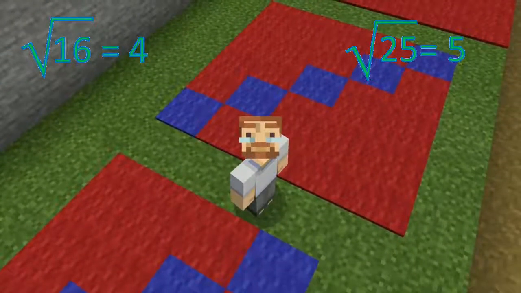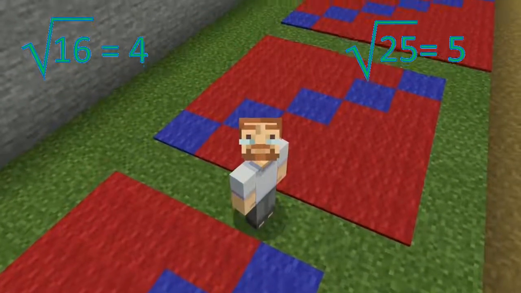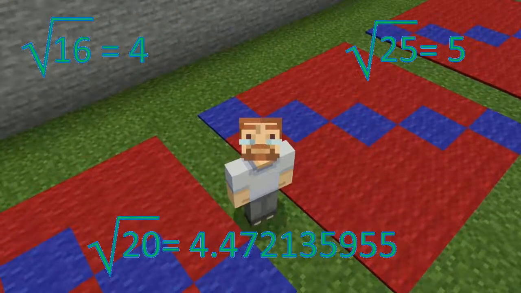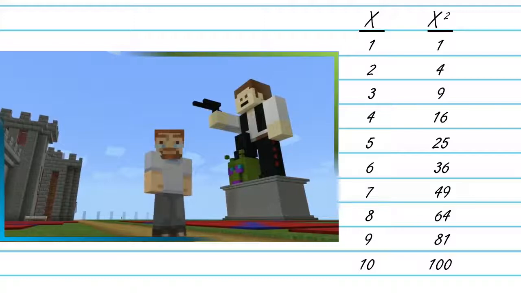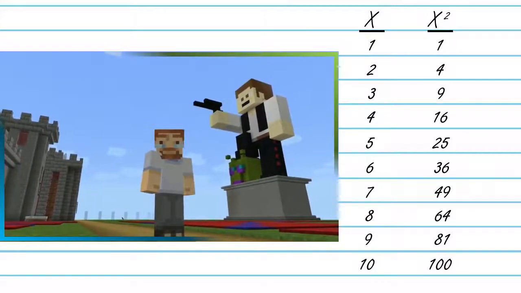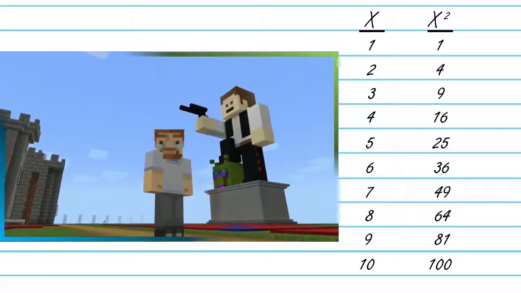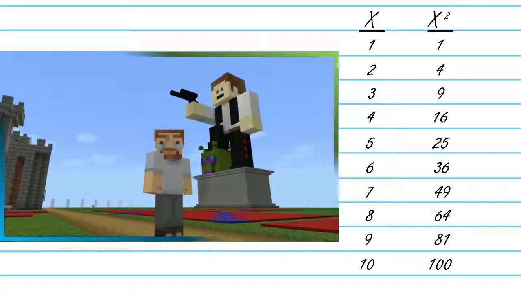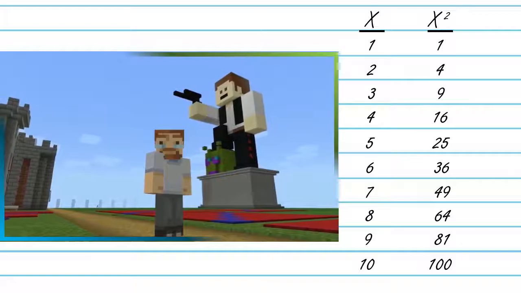What is the square root of something in between? Say the square root of 20. Whoa, not a whole number. Not perfect. So we've made our table of perfect squares and their square roots. I recommend you make one of these yourself. It'll help you in your math class and on your homework.